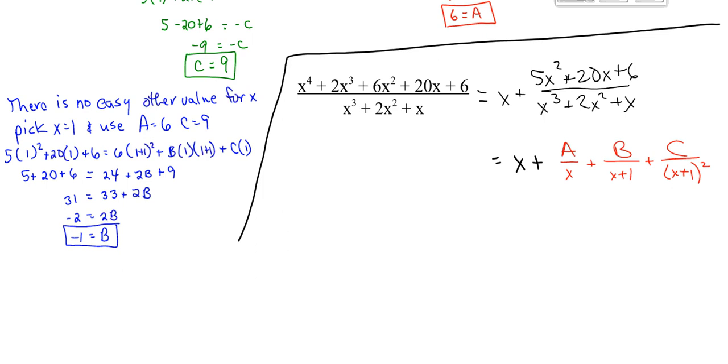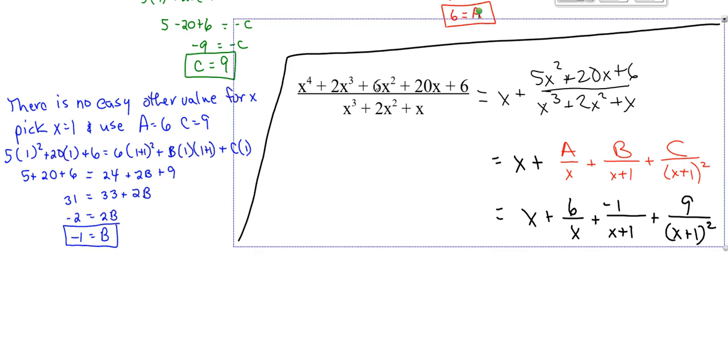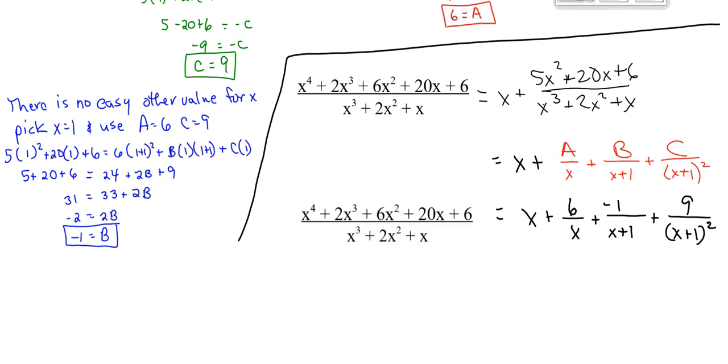And then substituting in my values, I get that this big fraction here is equal to x plus 6 over x plus negative 1 over x plus 1 plus 9 over (x plus 1) squared.